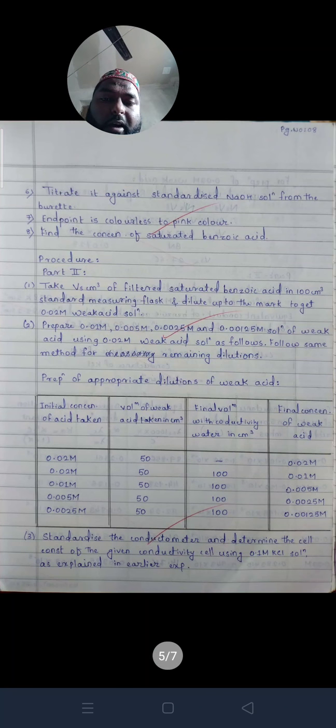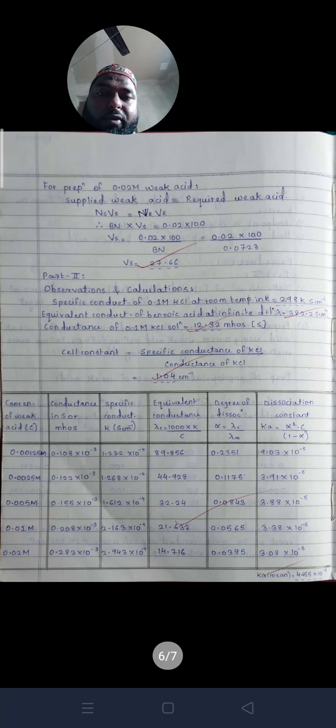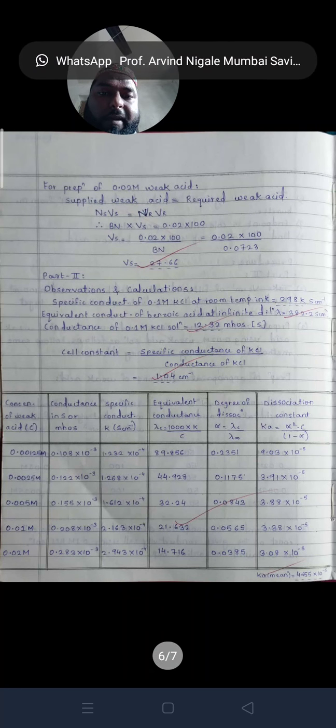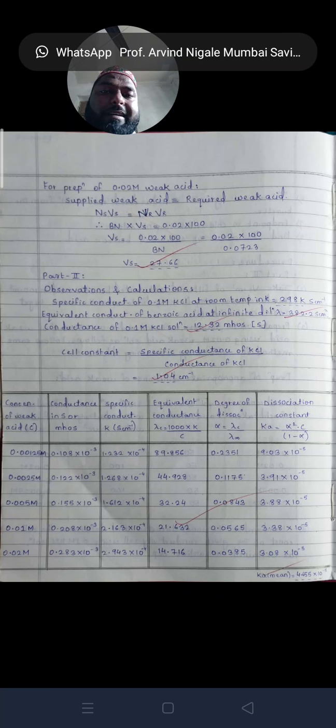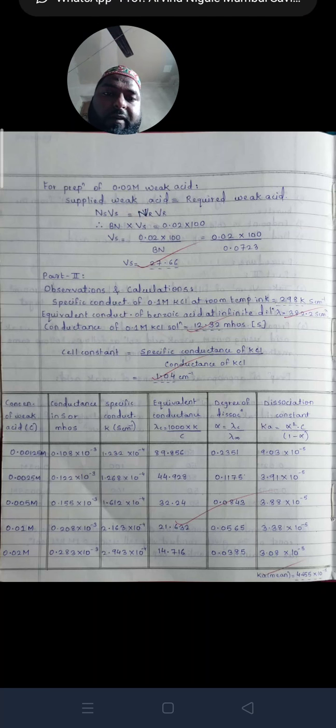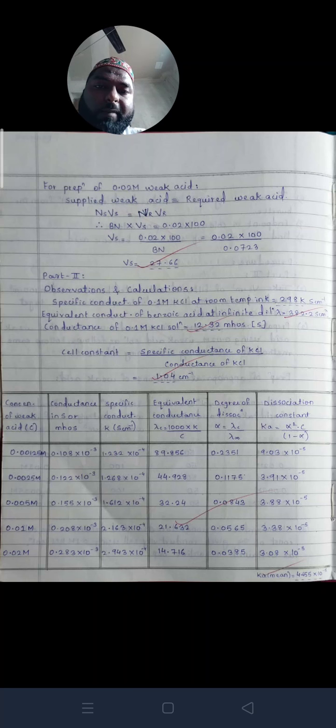Once we get the normality of this benzoic acid solution, using this concentration we will prepare the 0.02 normal benzoic acid solution. For this purpose, we require 27.66 cm cube of this solution, and we have to dilute it up to 100 cm cube with the help of conductivity water or distilled water. We will get the actual concentration of 0.02 molar, and by taking the 0.02 molar solution we will prepare the solutions mentioned in the table.